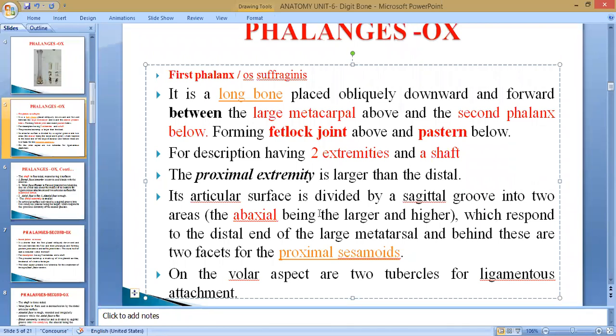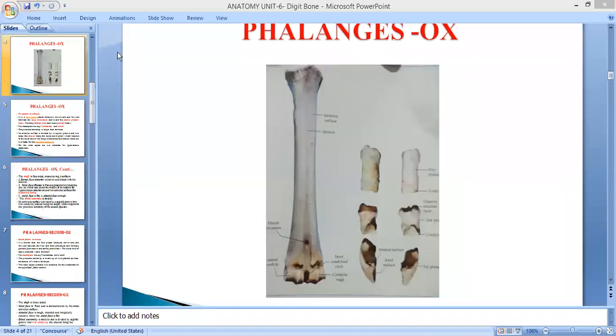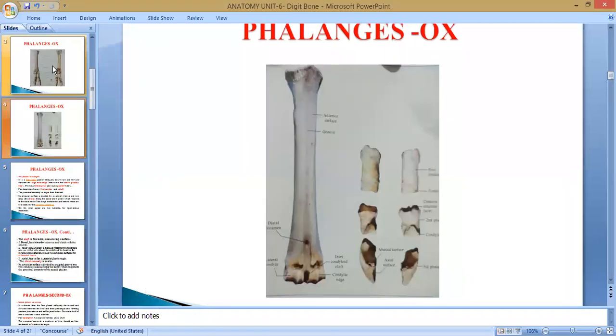The abaxial is larger and bigger in size, and corresponds to the distal end of the large metatarsal, which comes in contact with it, forming the joint known as the fetlock joint. Behind this, there are two facets for the sesamoid bone. You have already seen this in the picture. Behind this, there are two facets for the proximal sesamoid bone. So we have discussed the structure of this part.